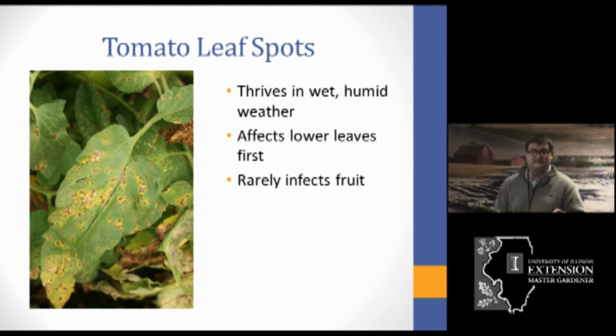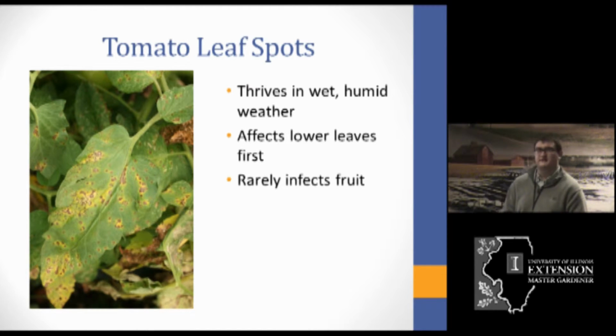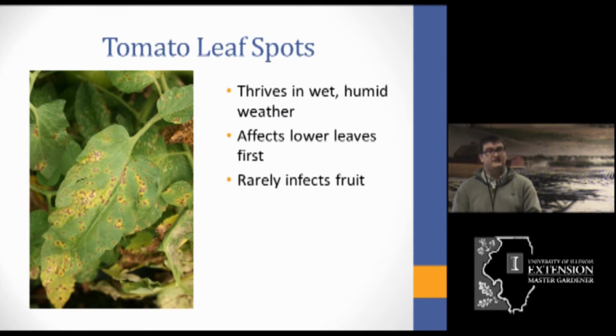The next one, a specific disease, is tomato leaf spots. There are several different leaf spots, but I'm lumping them all into one. The first picture here on the left side of the screen is a tomato disease called Septoria leaf spot. It's a very common fungal disease that we see in tomatoes pretty much every year. It's almost guaranteed. It thrives in wet and humid weather, which we had a lot of during the growing season in 2015. It's a fungal disease found in the soil. The fungal spores are in the soil, and it usually affects the lower leaves first on the plant.